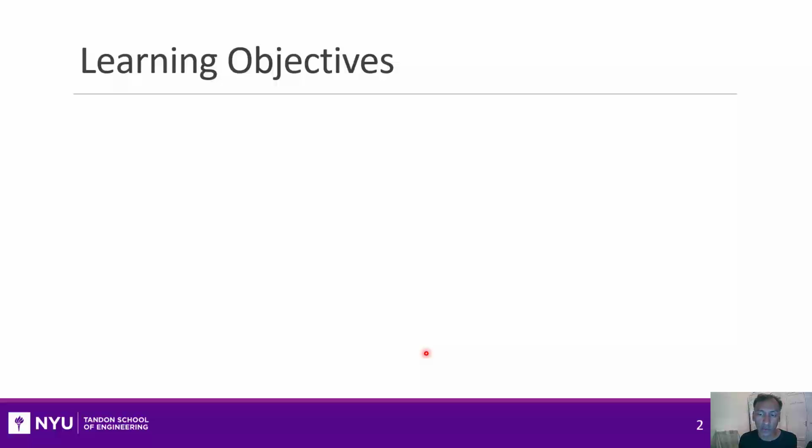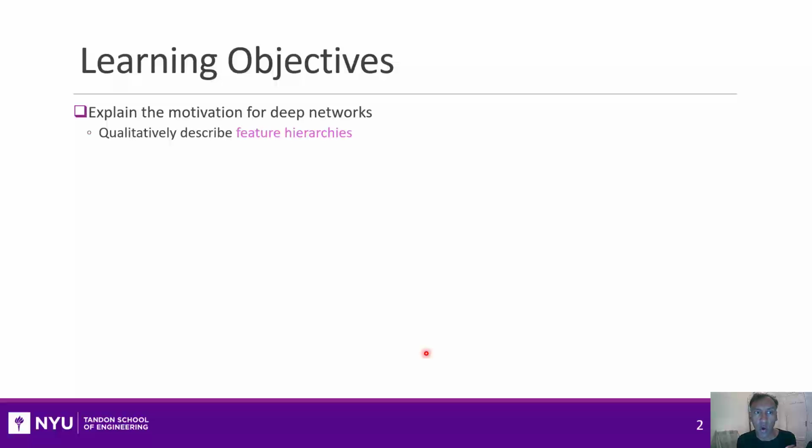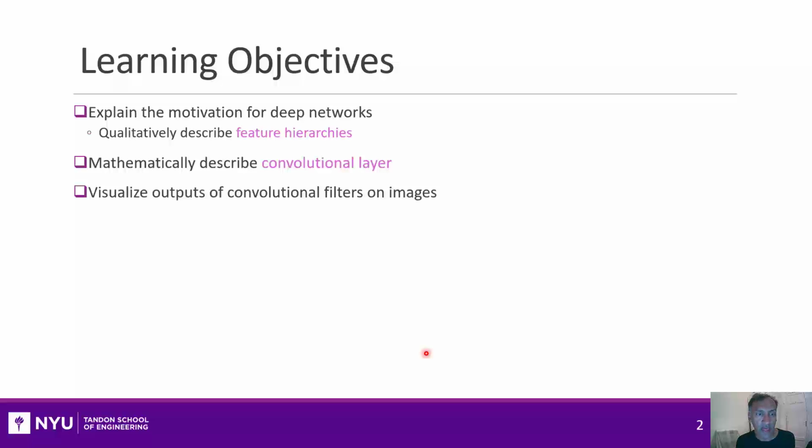So, if you manage to get through all these sections in this unit, what I'm hoping to teach you is the following. First, just to explain qualitatively what the motivation for deep networks are, and this will get us into a very important concept called feature hierarchies. Then I'm going to go more into the mathematics of a particular type of layer called convolutional layers, and I hope you'll be able to work out the math for these.